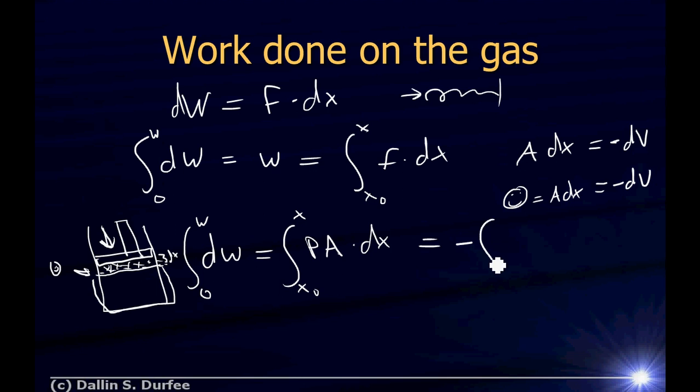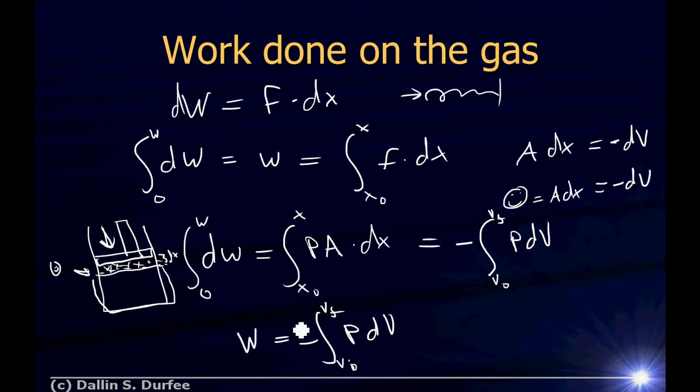So my integral will look like this. Integral of negative P dV from my initial volume to my final volume. So there it is. I integrate this. The work done on a gas is just minus the integral of P dV from volume initial to volume final. Maybe call that I for initial. So that's the work done on a gas.